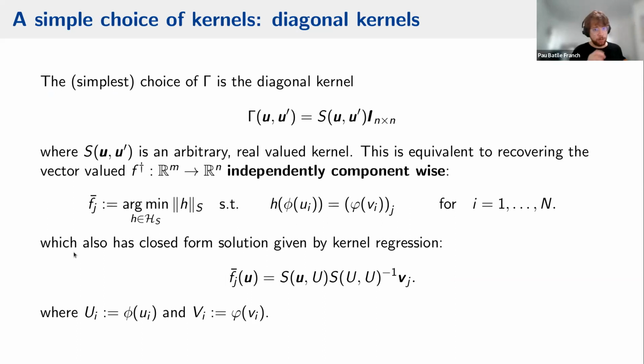Something that I want to emphasize here is that what I presented is a very general framework. But in our preliminary numerical results, we're going to focus on the simplest case of that setup, in which the choice of gamma is a diagonal kernel. So gamma, for each pair of inputs U and U prime, outputs a matrix. In this case, we're going to take this matrix to be diagonal, and not only diagonal, but just a scalar valued kernel times the identity. This is equivalent to recovering this vector valued function independently, component-wise. And even though this seems like a stringent assumption, we're going to see that in practice it really speeds things up and doesn't sacrifice accuracy.